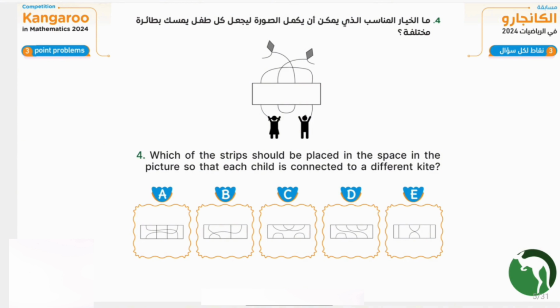Now if we check B, we have this one like this, and we have this one like this. And also this one is not a correct answer, so B is not correct. Now let's check C.